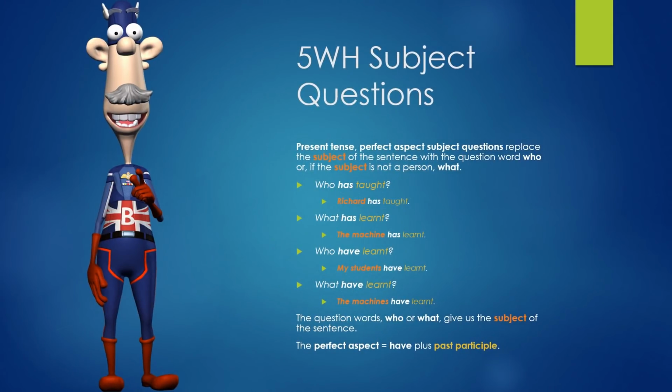Five WH subject questions. Present tense perfect aspect subject questions replace the subject of the sentence with the question word who, or, if the subject is not a person, what. Who has taught? Richard has taught. What has learnt? The machine has learnt. Who have learnt? My students have learnt. What have learnt? The machines have learnt. The question words who or what give us the subject of the sentence.